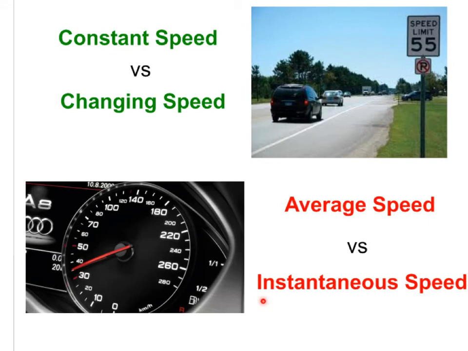One way to look at your instantaneous speed is your handy-dandy speedometer. That's a really useful tool, right? Because it tells you your instantaneous speed, whatever speed it is you are going at that particular instant in time.